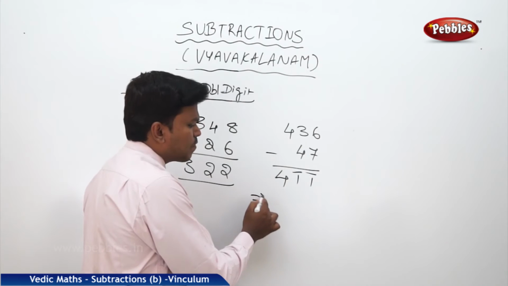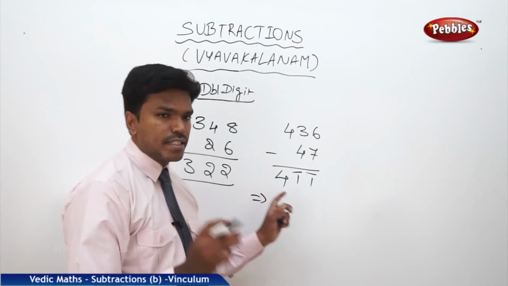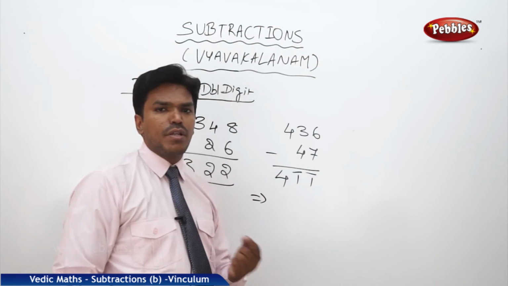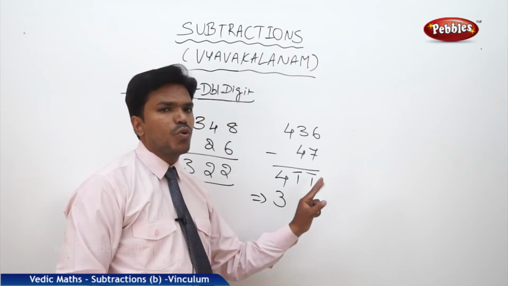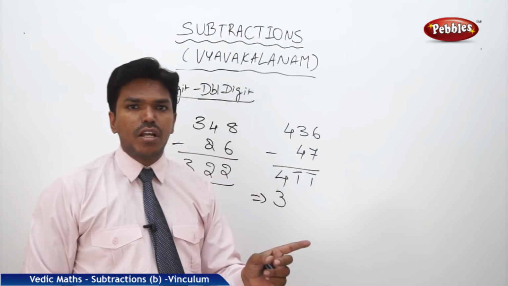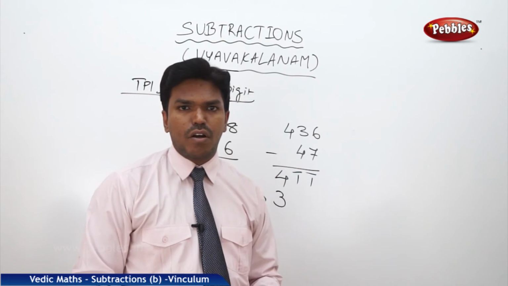Now how to convert this one into the normal number? Just like we said, the bar before number should be reduced by 1. So 4 becomes 3. Now there are two numbers continuously which are having bars on it.